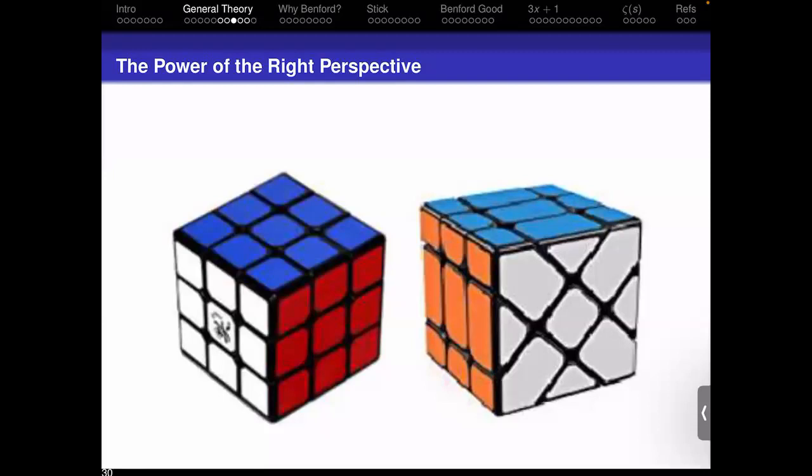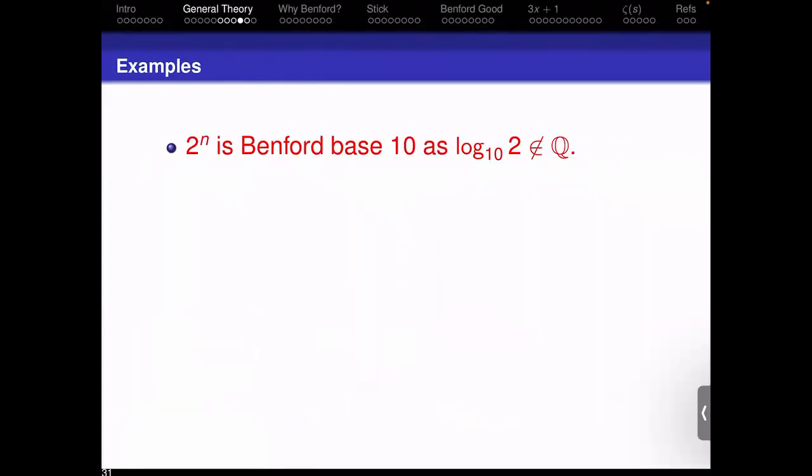So just to give some specific examples, 2 to the n is Benford, base 10, because the log of 2 base 10 is irrational. So when we look at the log of 2 to the n, we get n log 2. Log of 2 is irrational, so this will become Benford. And we can even say a little bit about how quickly it becomes Benford by knowing things about the irrationality of the log of 2 base 10.